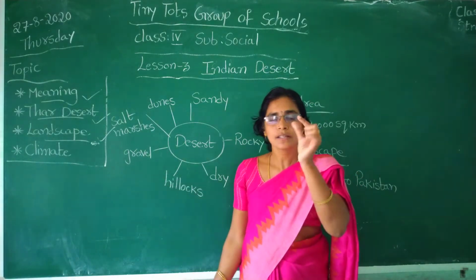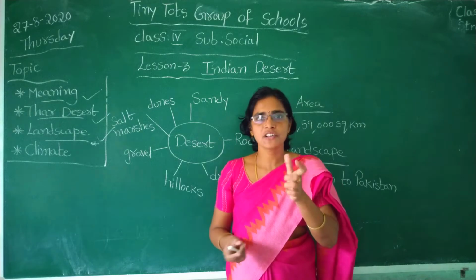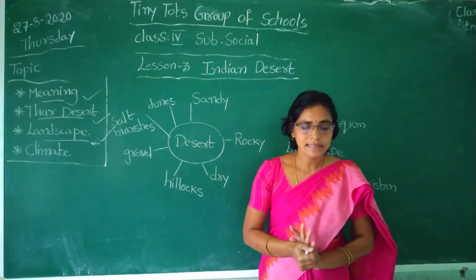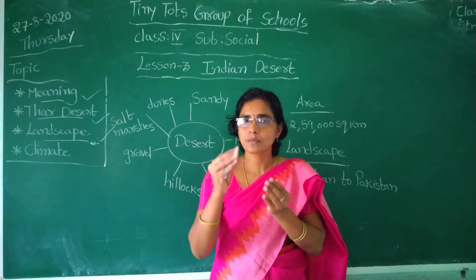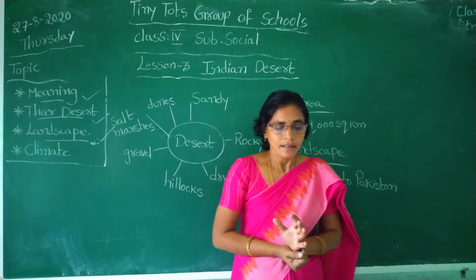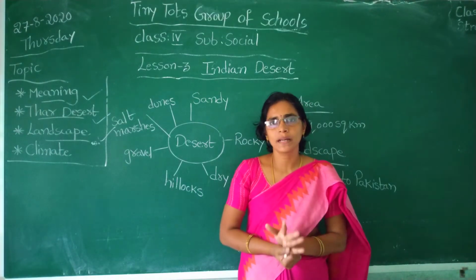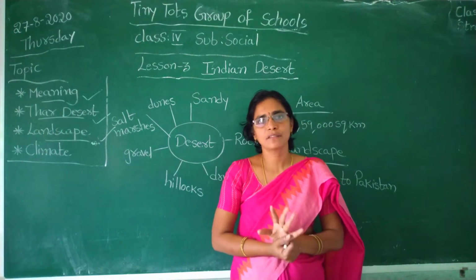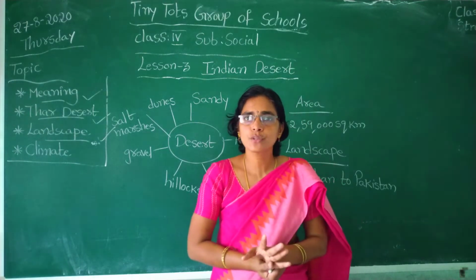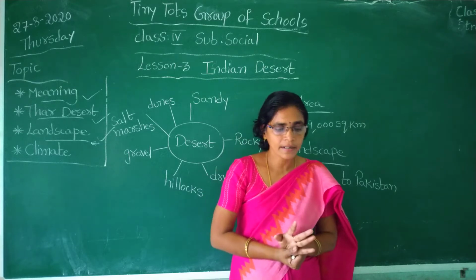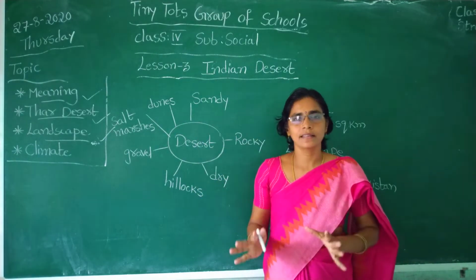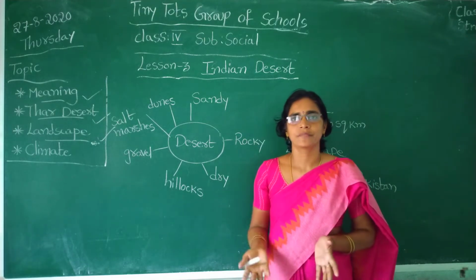And gravel, morasamatti, and salt marshes and sand dunes. There are small hills called dunes, sand dunes. And Thar Desert is in the tropical belt of the world. Already I told you, it is near to the equator. And these sand dunes change their place, size, shape from day to day.